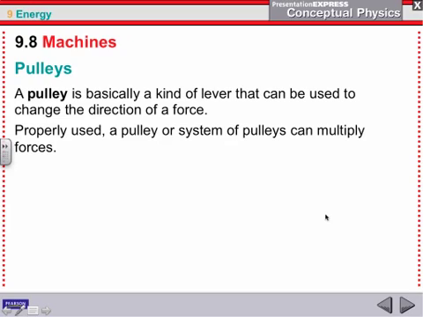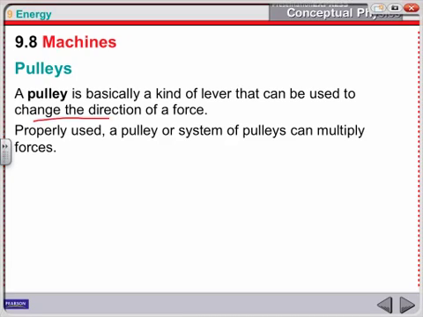A pulley is really a lever. And depending on how you set it up, it could be a first class lever, it could be a second class lever. But one of the main things that you do in a pulley is change direction. So if you think about a very simple pulley, just one pulley system, you've got a weight tied to a rope, it goes over the pulley and comes down and you pull. Really what you're doing is changing the direction. You're pulling down and the object's moving up.